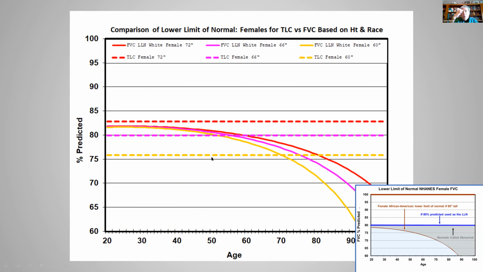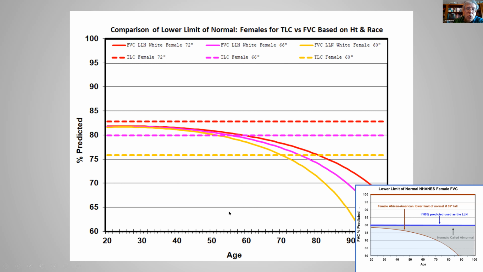Now, how do the lower limits of normal compare when you take TLC to forced vital capacity? And I showed you, these solid tracings are what I showed you last week. This is the lower limit of normal for FVCs in a white female, actually three different size females, 6 feet tall, 5 feet 6, 60 inches. This is the lower limit of normal if we're going to portray it as a percent of predicted. How much below 100% of predicted is it? And again, as the age goes up from 20 to 100, you can see how it stays steady there for a while, the lower limit of normal. But it is age dependent because as you get older, the confidence limits get wider and wider and wider.